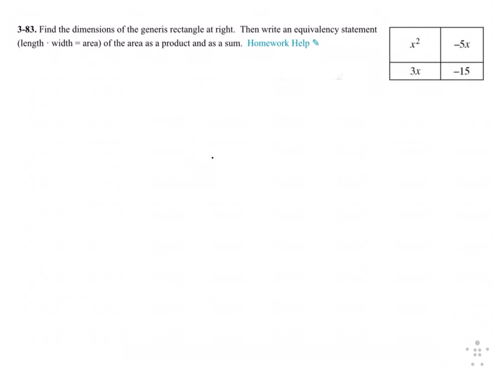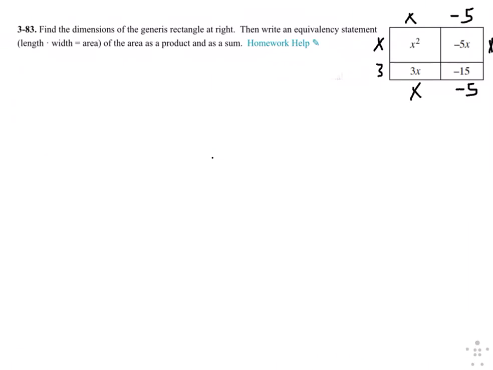Okay, first they want us to find the dimensions of this generic rectangle. So an x squared as an area means that this is x by x. So that means that this down here is x and this over here is x, right? All right. So now x times what is negative 5x, so this must be a negative 5, which means this is a negative 5. And x times what is 3x, which is 3, and this is there.